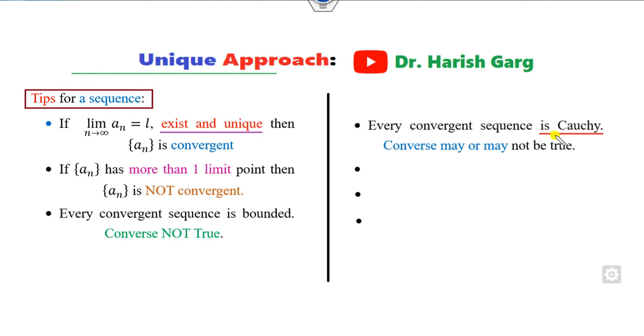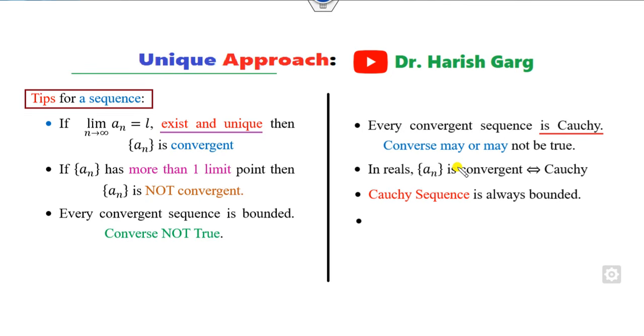Every convergent sequence is always a Cauchy sequence, but the converse is not true in general. Whenever you are talking about the reals, that is R with the usual metric, a sequence is convergent if and only if it is Cauchy. But in general, it is not true that every Cauchy sequence is convergent. Every Cauchy sequence is bounded. So if the sequence is not bounded, it is not Cauchy, and this implies it is not convergent.